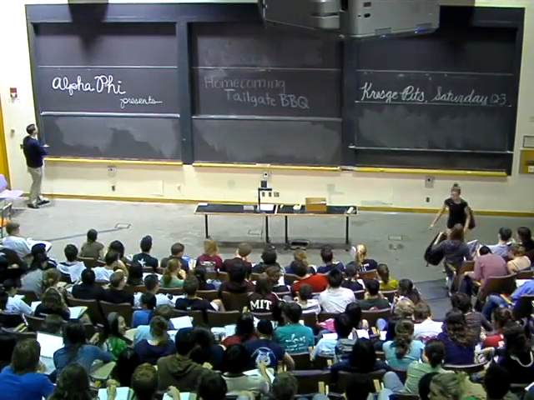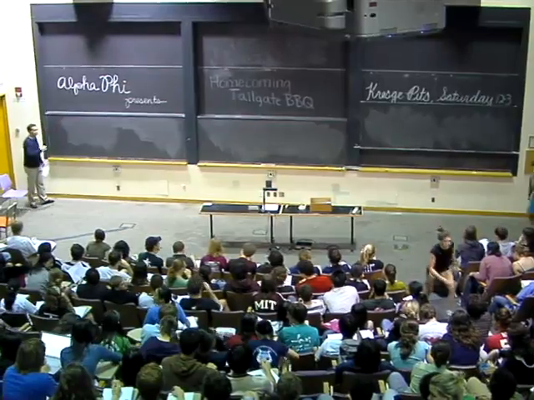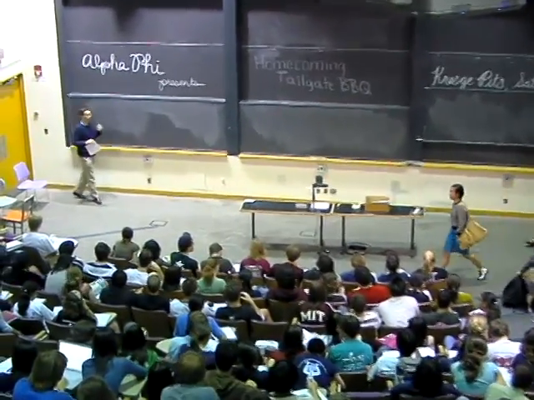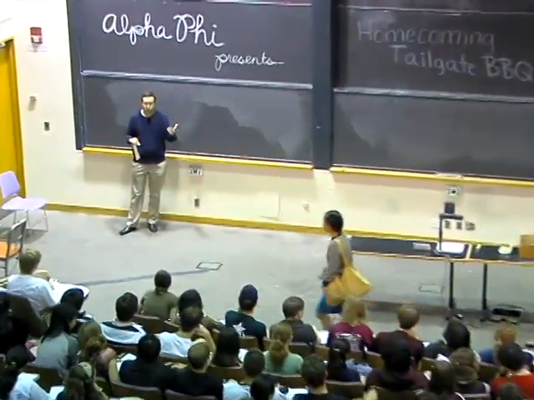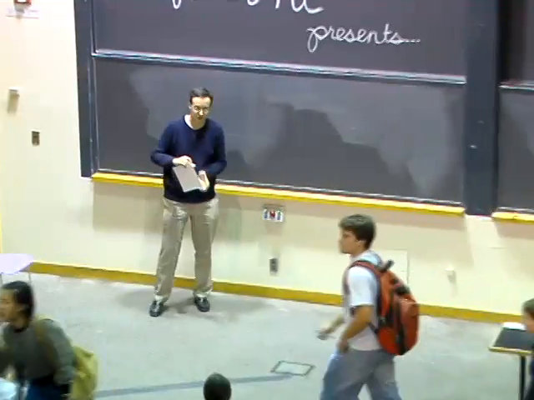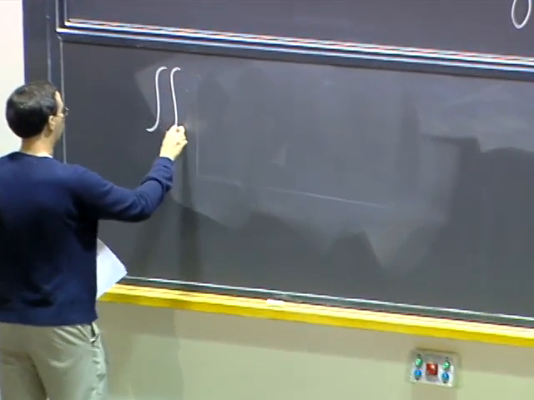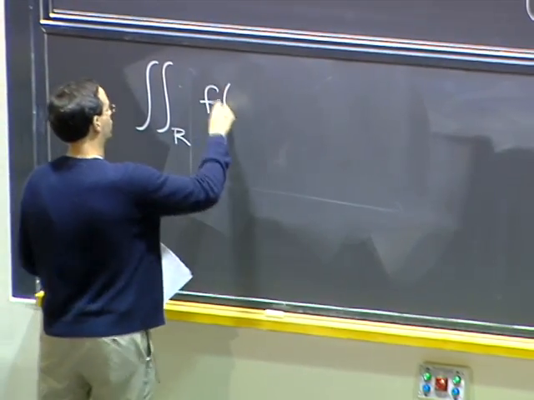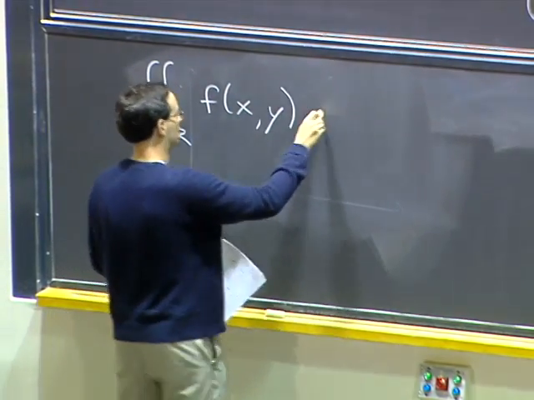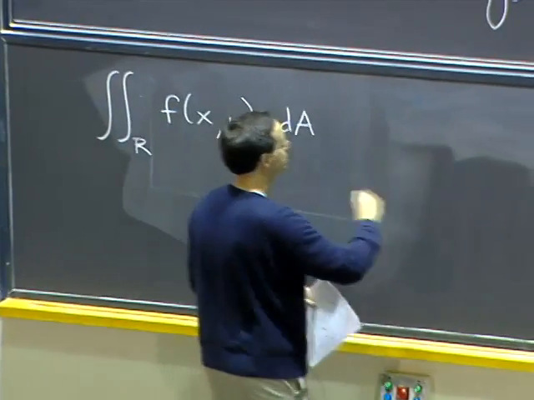So, yesterday we saw how to define double integrals and how to start computing them in terms of x and y coordinates. Okay? So we've defined the double integral over a region in the plane of a function f of x, y dA.